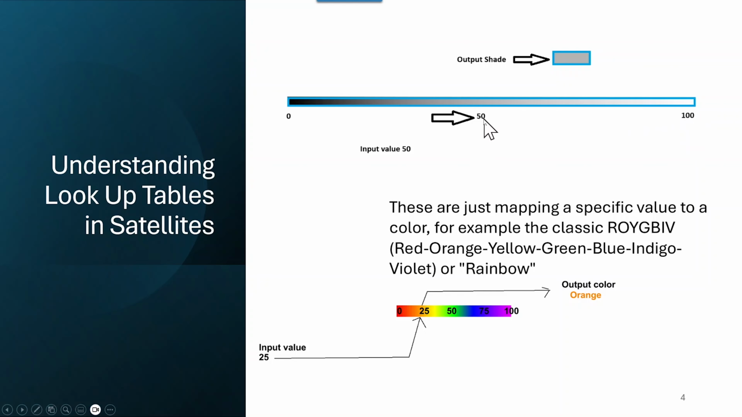So in this particular case, the top example, if the value that's input is 50, that will map to this particular shade of gray. Down on the bottom, these are just mapping a specific value to a color. For example, the classic red, orange, yellow, green, blue, indigo, violet, or rainbow. Here we have an input value of 25, and this maps to an output color of orange.